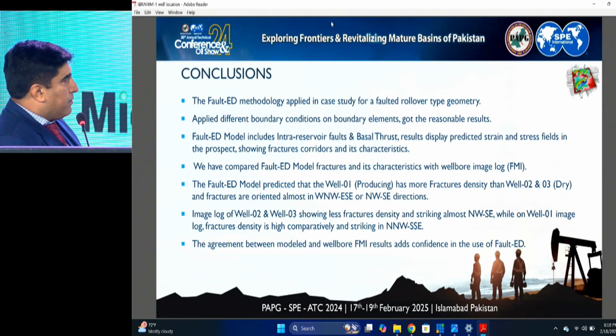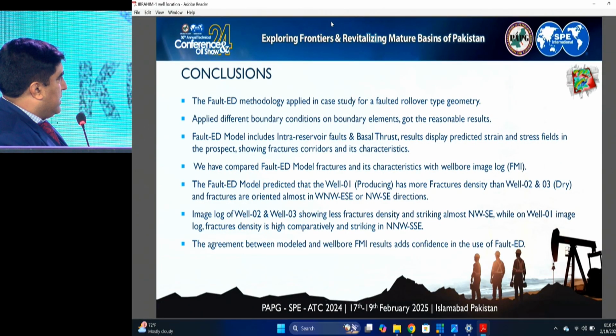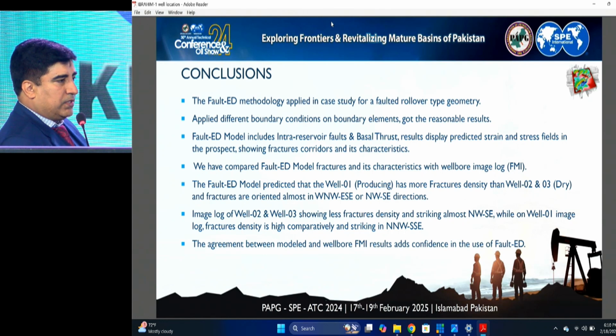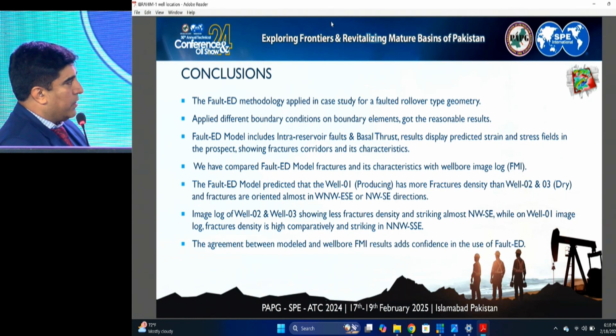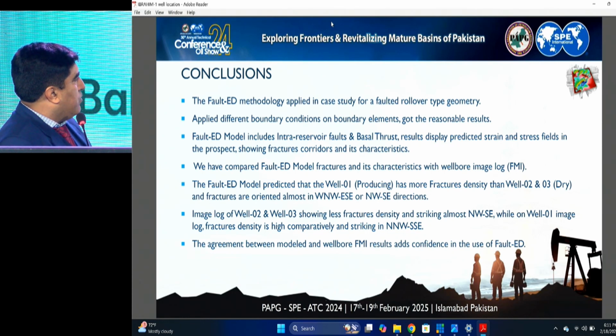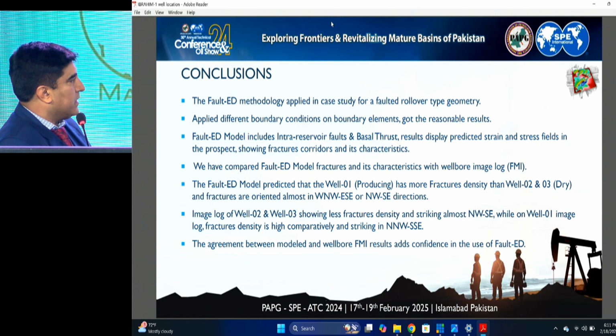Finally, in conclusion of our work, the fault ED (elastic dislocation) methodology applied along a faulted line, applied with different body conditions and boundary elements, gave reasonable results. The ED model includes intra-reservoir faults and basal thrust, and the results display the predicted stress field and the prospect showing fracture corridor characteristics.